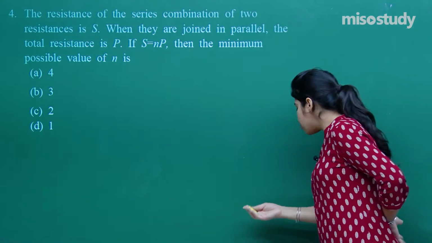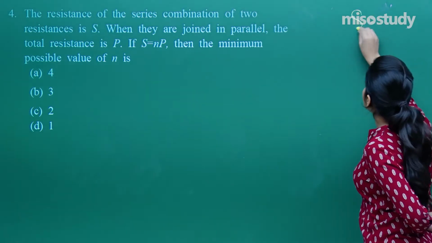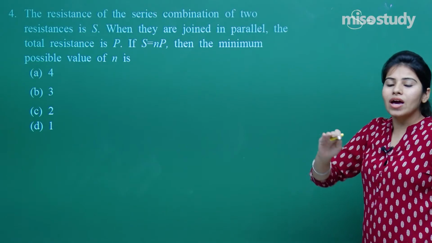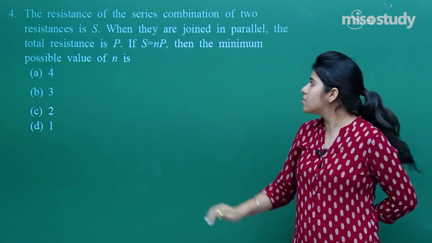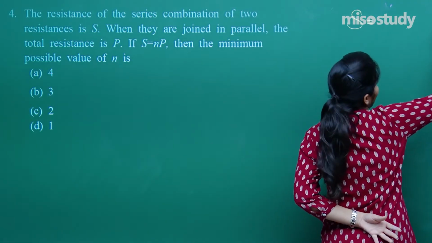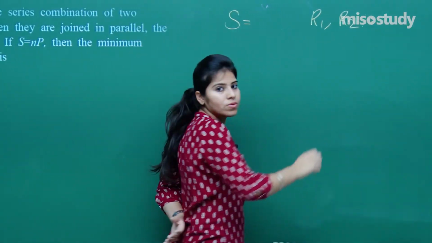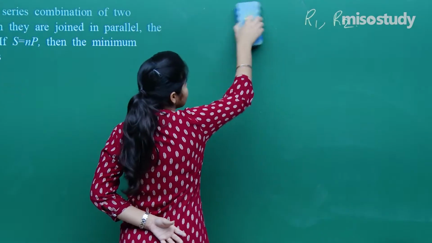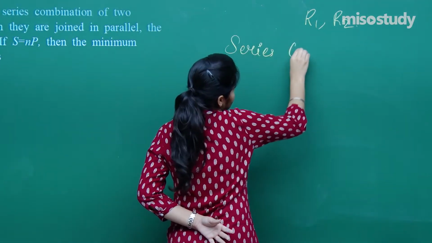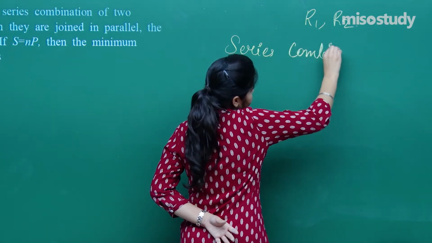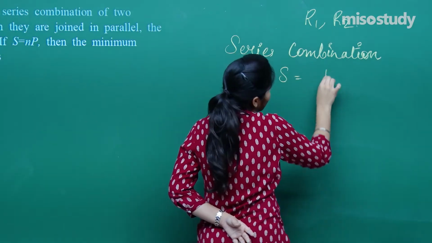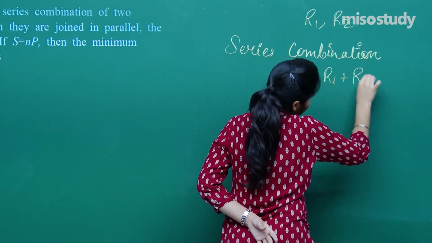So again, we have to apply one particular thing. If we are talking about the series combination, we know that if we are having two resistances before us, we can consider them to be R1 and R2, right? Now if I'm talking about the series combination, here we have been given one notation, that is S. S equals R1 plus R2.